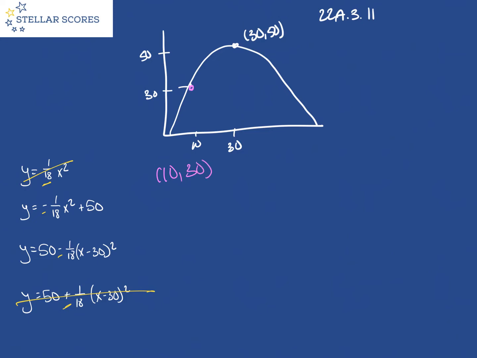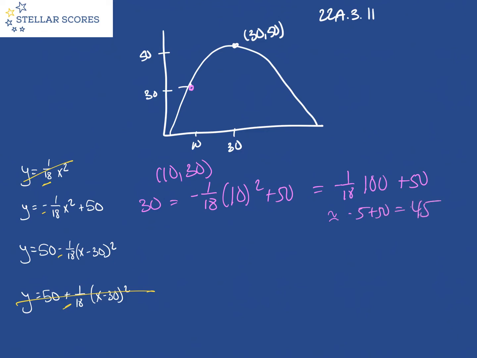All right, so let's shove in 10 for x and see if it gives us 30 for y. So this would be 30 equals negative 1/18, 10 squared plus 50. So that's going to equal negative 1/18 times 100 plus 50. So negative 1/18, let's call that negative 1/20th. 20 goes into 100 5 times. So this is going to be about negative 5 plus 50, which is going to give me 45, not 30. Let's see if I can get closer.